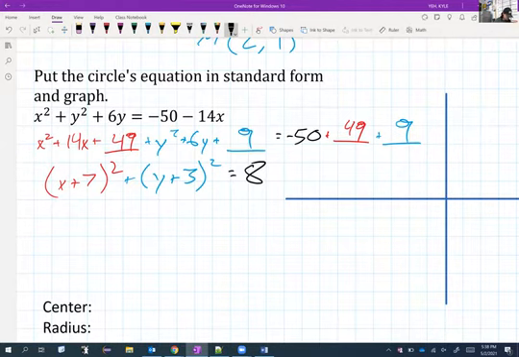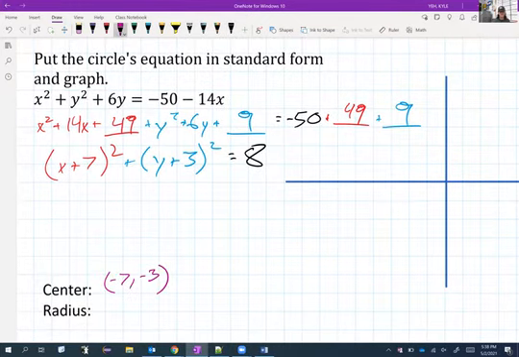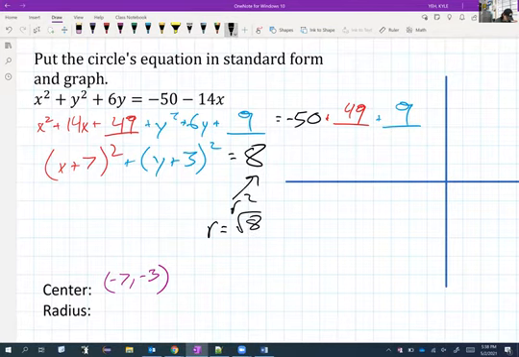So what is the center? The center of this circle is going to be negative 7, negative 3, whatever makes the red part 0 and whatever makes the blue part 0. The radius, well, 8 is r squared, so r equals the square root of 8, which I can simplify. So 2 root 2.